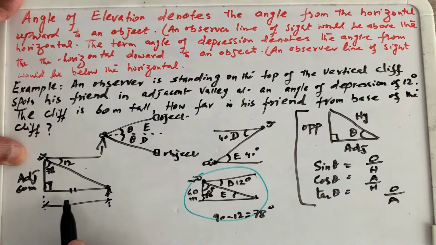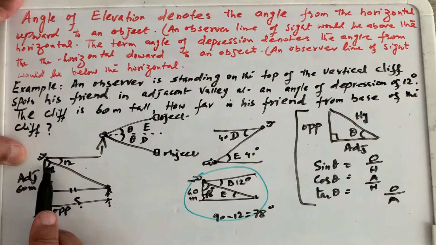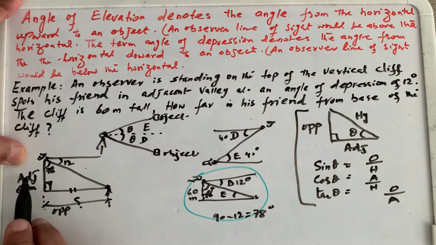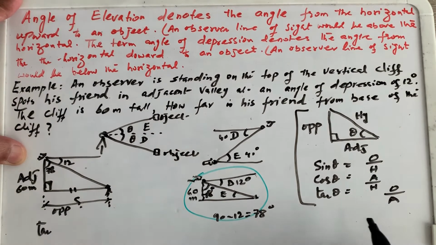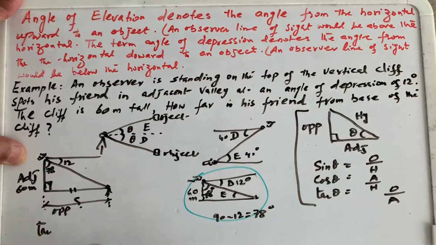So we can put anything like unknown, question mark, or X or Y or any variable. We can call this opposite, right? So this is opposite to this angle. We are considering this angle, remember? So we can now take the trigonometric ratio between these two legs, adjacent and opposite, and this relationship is tangent. So tangent is opposite over adjacent.